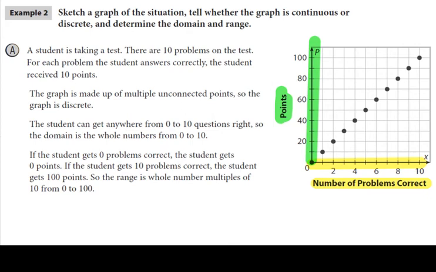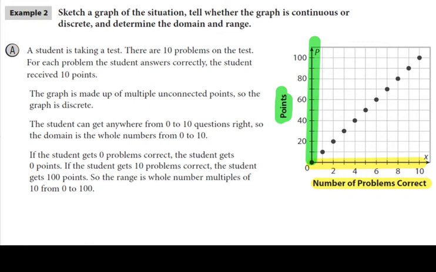I can't have 0.7895 parts of a problem correct. Okay, the problem is either correct or incorrect. So the number of problems correct and the number of points vary depending on that. So the number of points depends on how many problems you get correct.